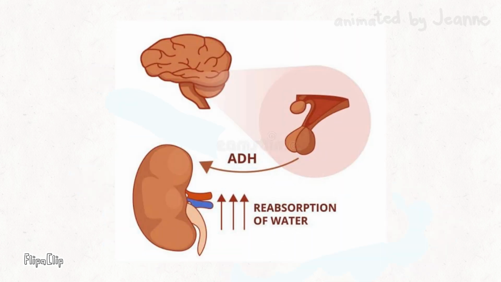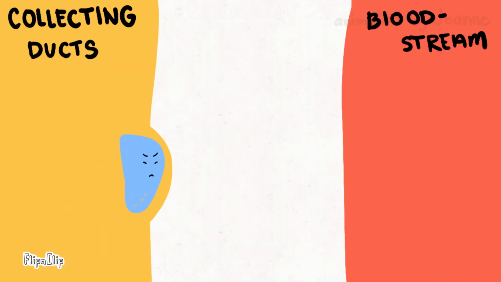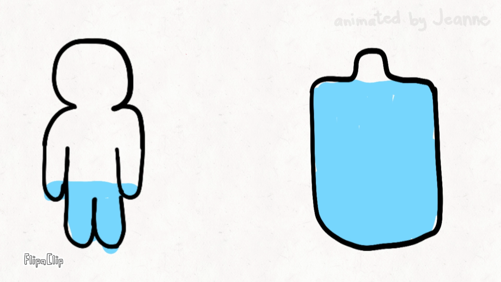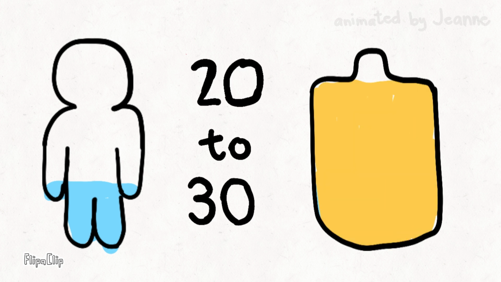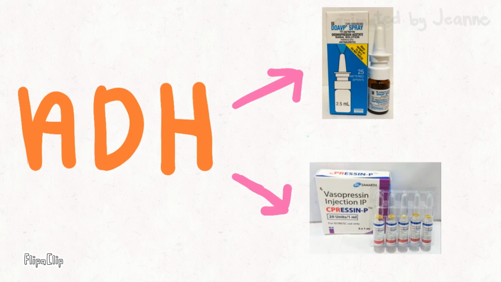If it happens where this gland fails to secrete ADH or the kidney tubules do not respond to the presence of this hormone, it would lead to diabetes insipidus. This condition basically makes much of the filtrate become urine. People in this condition lose so much water in their body that they are vulnerable to dehydration, producing as much as 20 to 30 liters of urine each day. Luckily, this condition can be treated by taking ADH in the form of either a nasal spray or an injection.